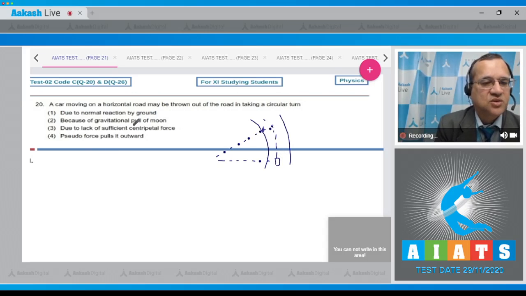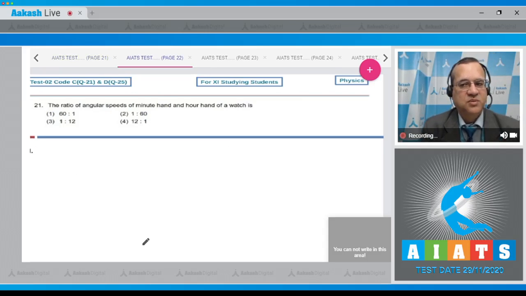The first option is due to normal reaction by the ground because of gravitational pull of the moon; another option is due to the lack of sufficient centripetal force. Yes, when the centripetal force is insufficient, the car may be thrown out. So the answer to this question is option number 3. Let's move to the next question.